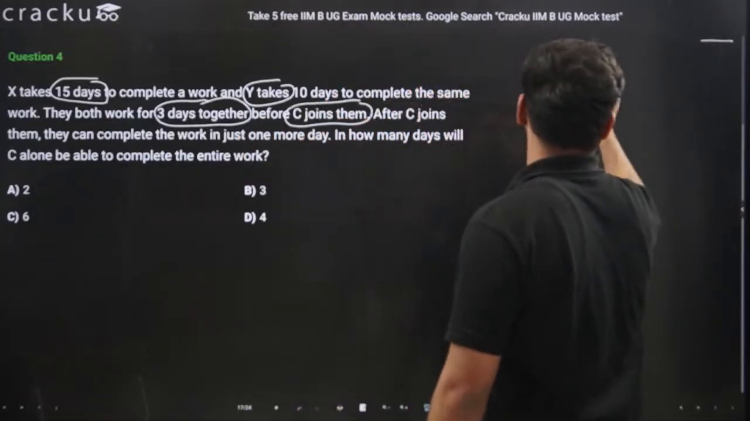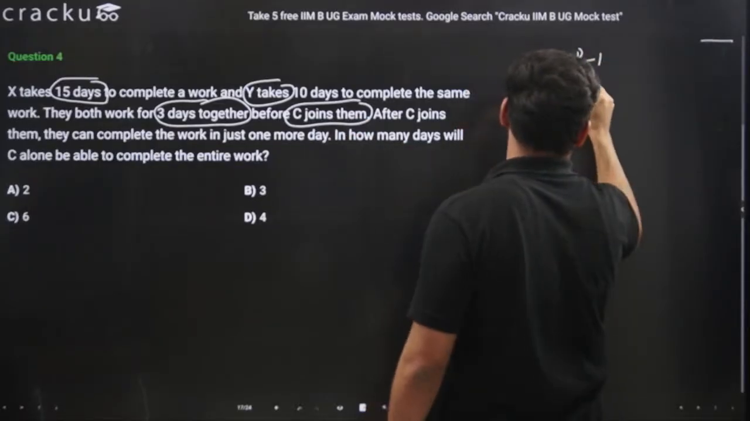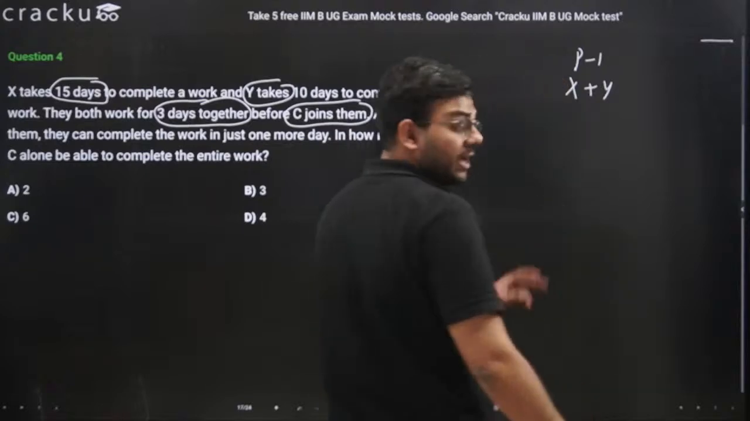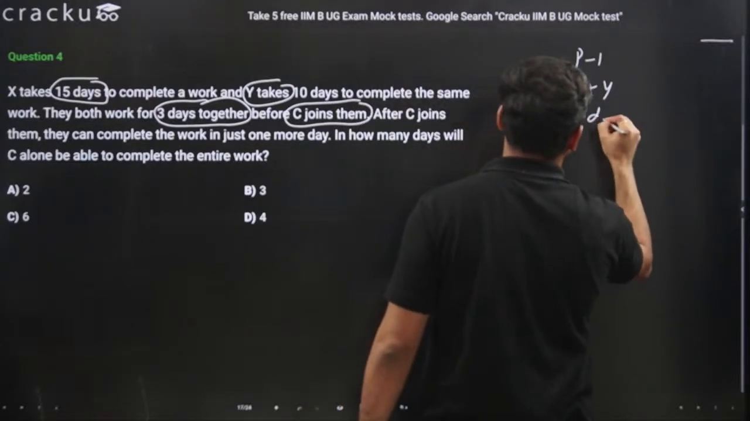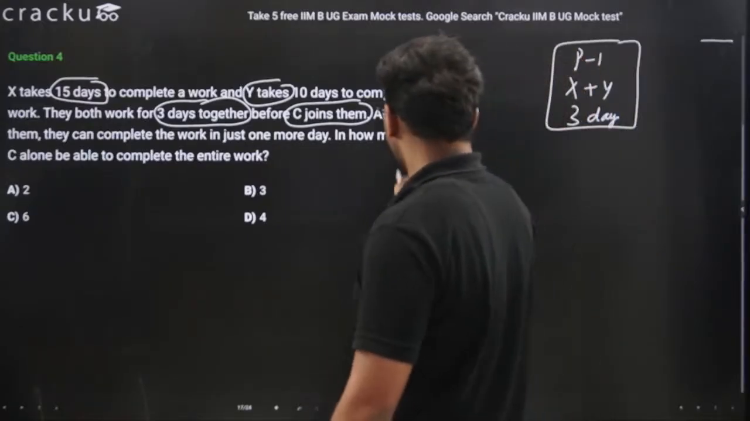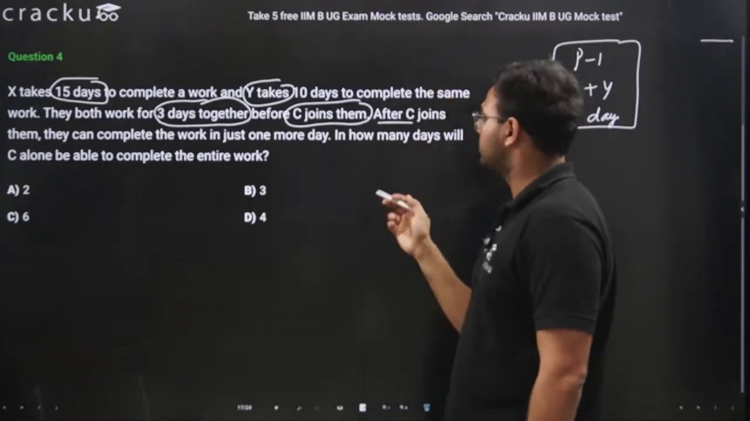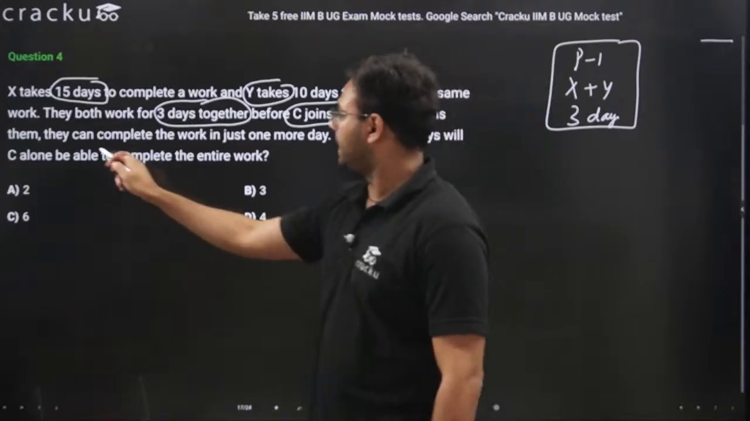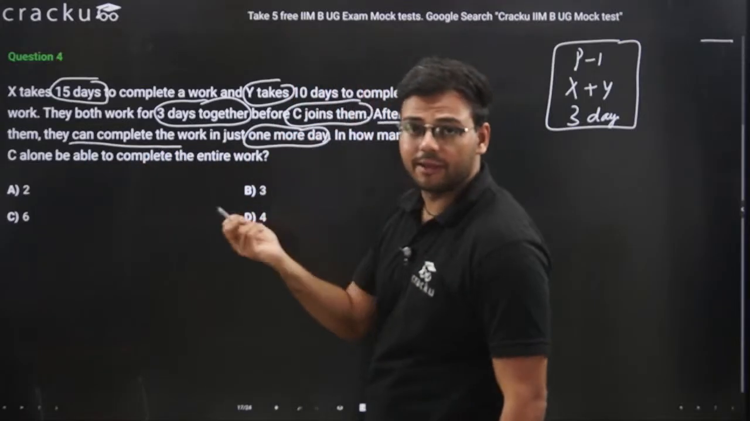Okay. So in phase 1, what is happening? X and Y both are working for 3 days. So this is phase 1. After phase 1, C also joins them. After C joins, they can complete the work in just one more day.